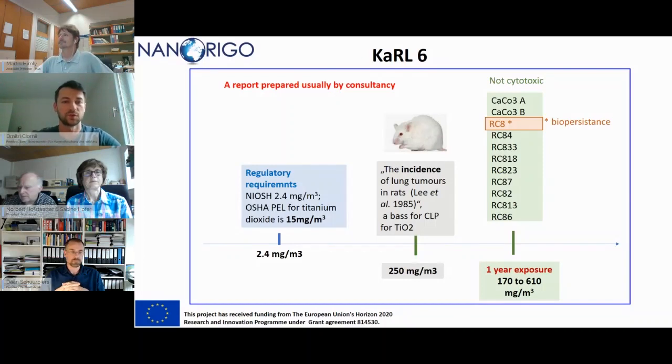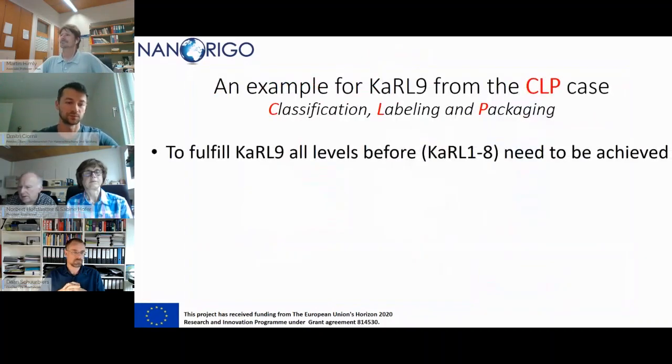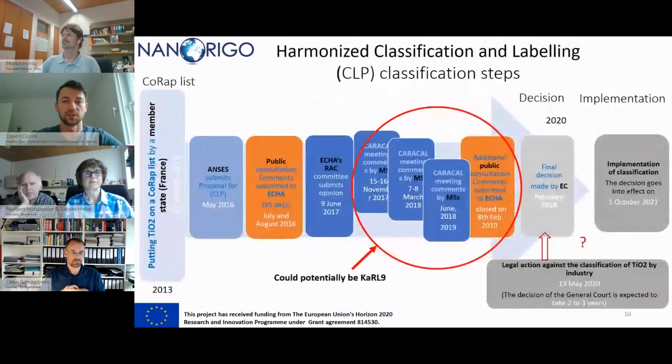But now let's move further to a more complex situation. I wanted to show you just a grasp of CLP for showing you the example of KaRL 9. So CLP is classification, labeling, and packaging, as many of you may already know. And to fulfill KaRL 9, all levels before need to be achieved. So this is how we define them. Thank you.